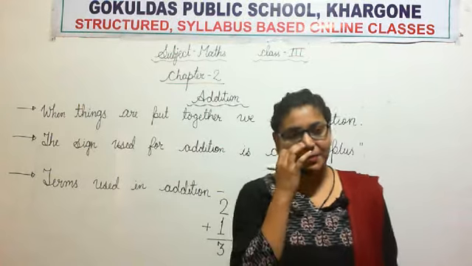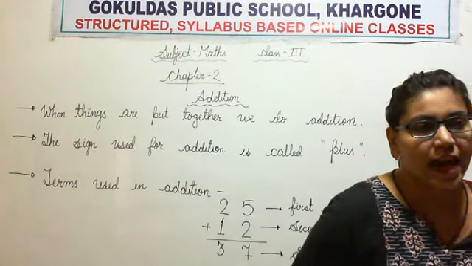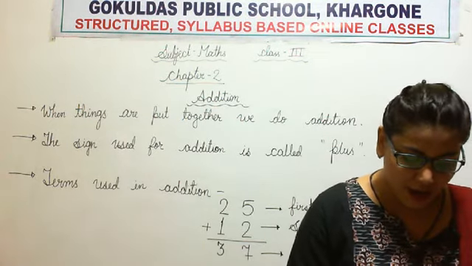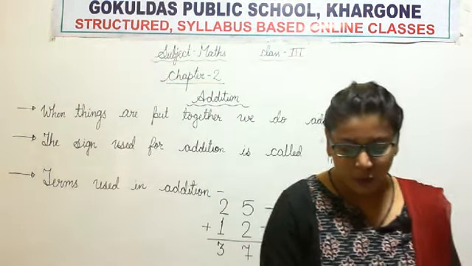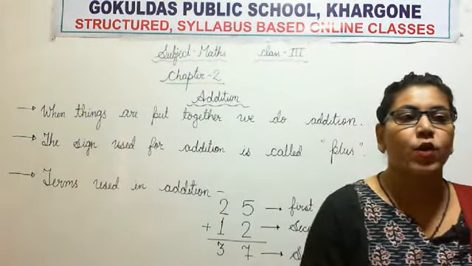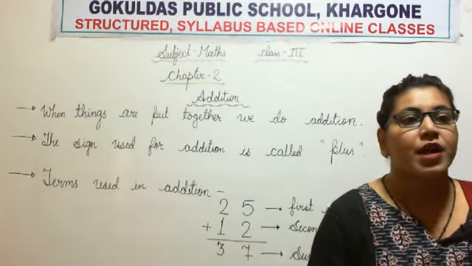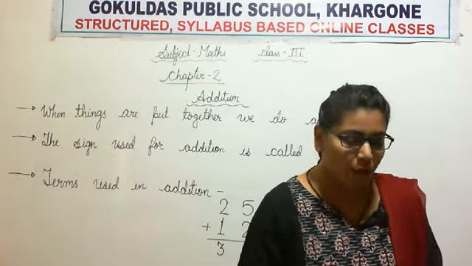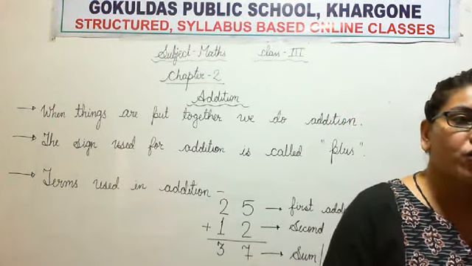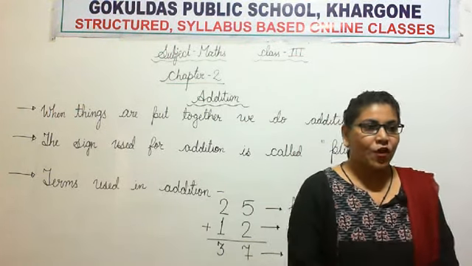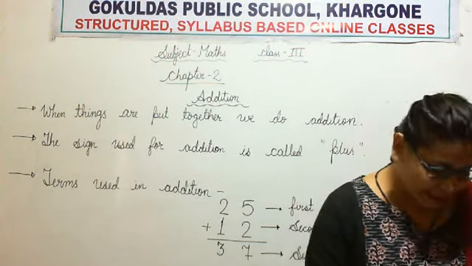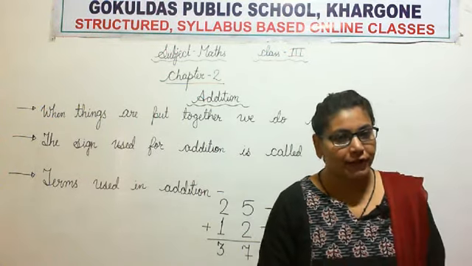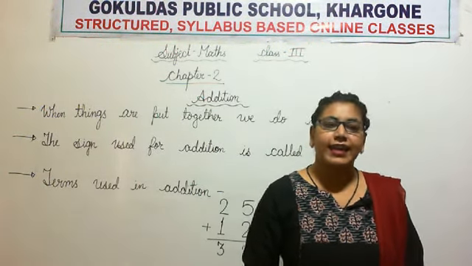So let's begin. You have done chapter number 1 with Vidura ma'am, which is numbers up to 9999. I'm Vaishali Pal, your new maths teacher, and we will start from chapter number 2. So all of you open your books. Page number 20, chapter number 2, addition.